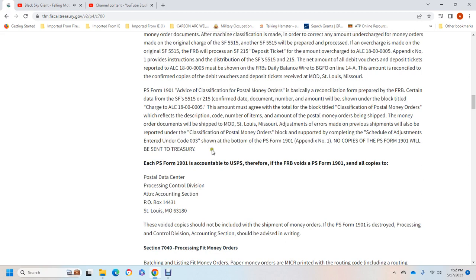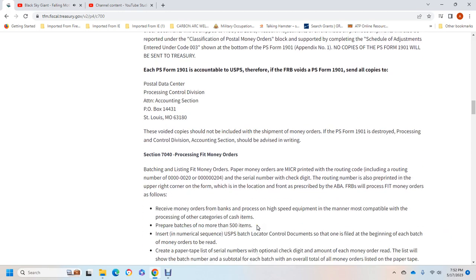Each PS 1901 account with the USPS form, therefore the Federal Reserve voids the PS 1901, all copies of the postal data processing control account sync with PO Box 14431, St. Louis, Missouri, 63180. These void copies will not include the shipment of money orders over the PS form 1901, the destroyed processing control division, accounting standards section should be advised in writing.